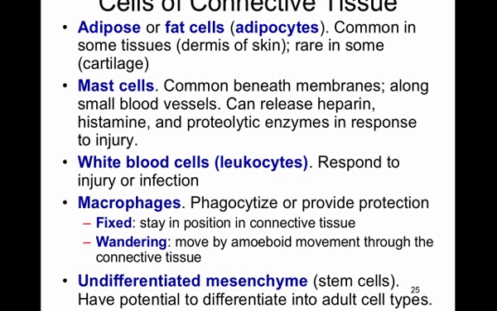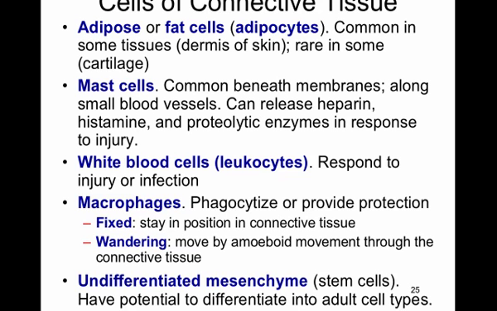And then white blood cells are leukocytes. The prefix leuko means white, so a white blood cell. And they are what respond to injury or infection. So if you hear the word leukemia, it's the cancer of the white blood cells, the blood cancer.